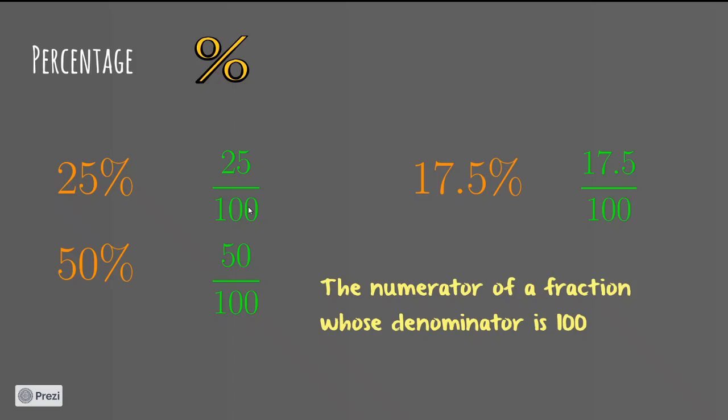So a percentage, whether 60% or 70%, whatever it is, is just the numerator of a fraction whose denominator is 100. Okay.